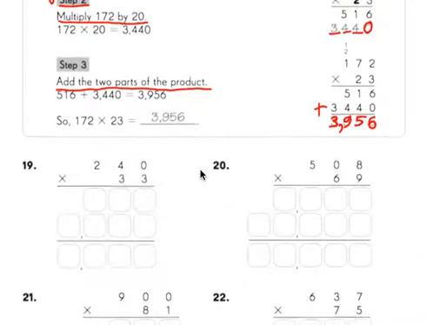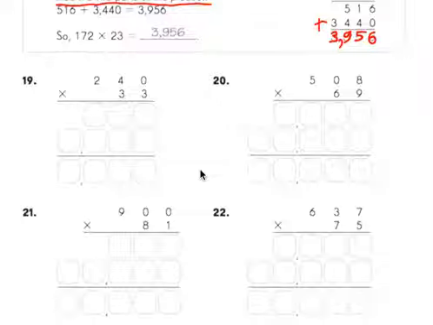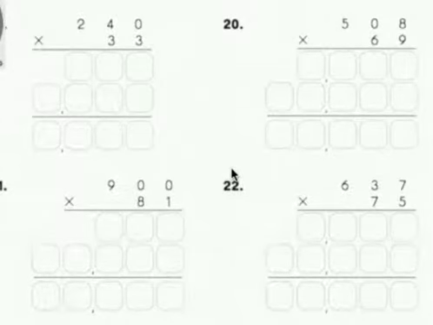Okay, let's now try number 19. Okay, now we're going to start on number 19. So our first step is to multiply by the number in the ones place. So we're going to multiply by this 3. We're going to multiply 3 times this top row up here.